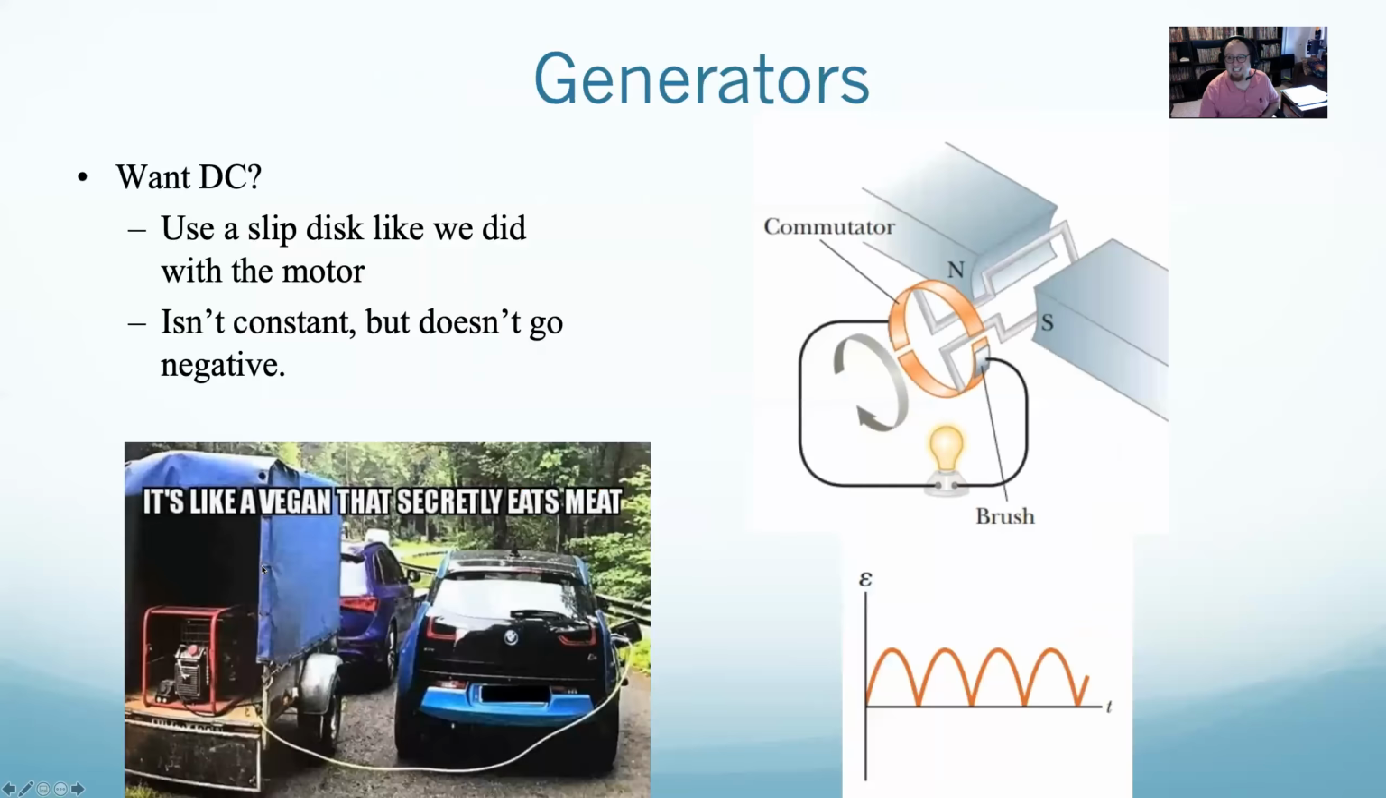Now, if you want DC, you're going to treat DC the same general way we did for the motor. You can use that same split ring commutator so that as it spins, what side it's attached to flips every 90 degrees. You can't possibly get a constant DC electricity out of this, but it would make a sine wave that's always positive. So you at least don't have to worry about changing directions. It's not a very good DC power supply, but it can be used as one.